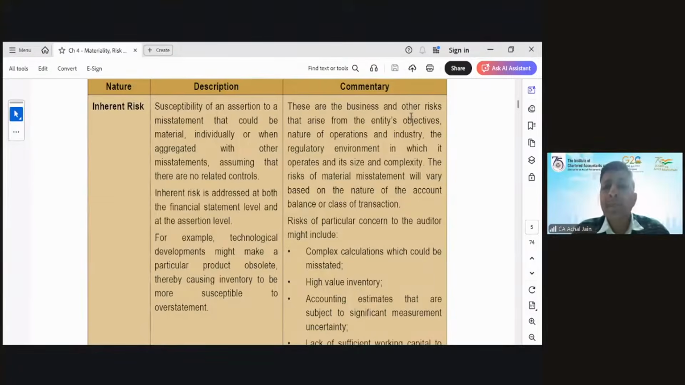Now, because these are inherent in the business of the entity which is being audited, the auditor will have to consider those risks. Each and every risk will have to be considered. For example, technological advancements might make a particular product obsolete, thereby causing inventory to be more susceptible to overstatement.